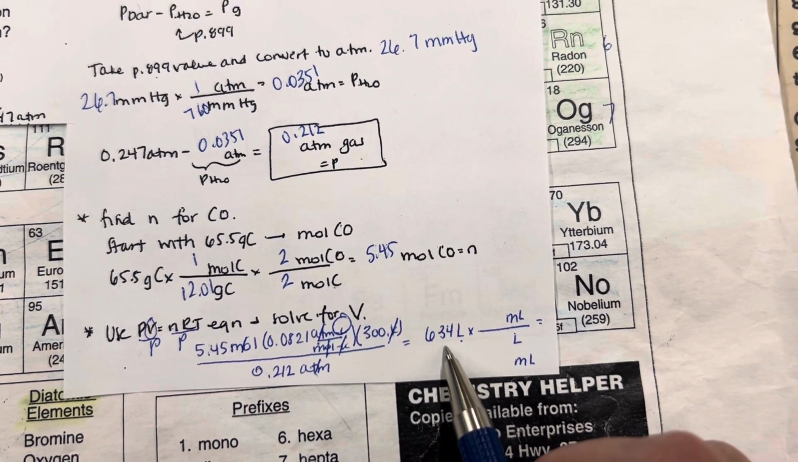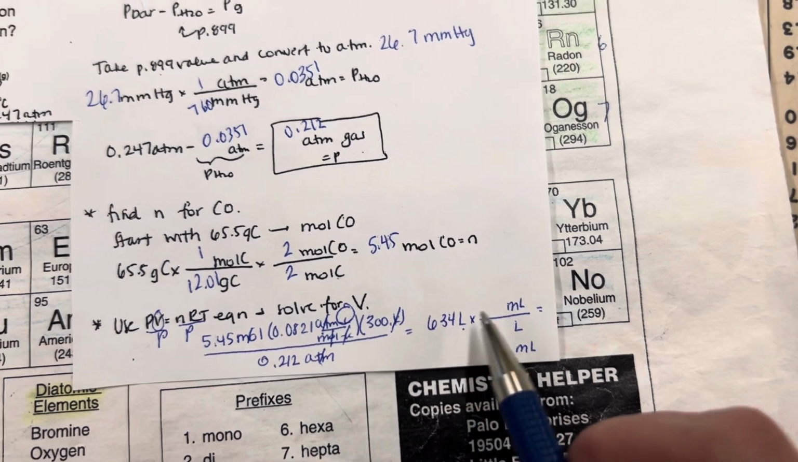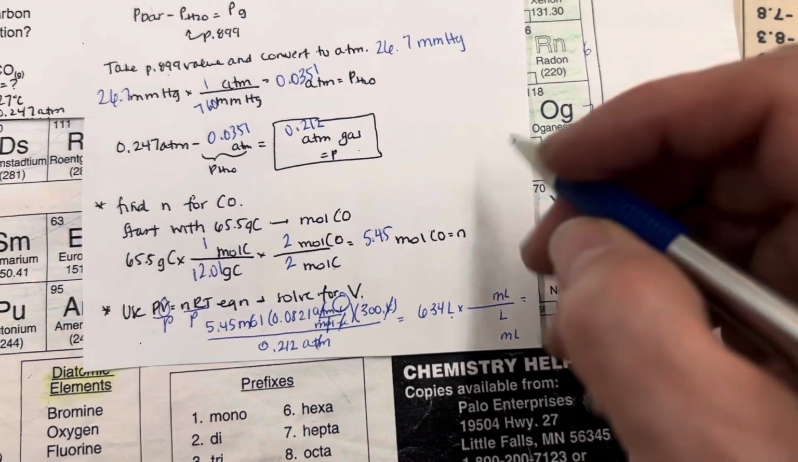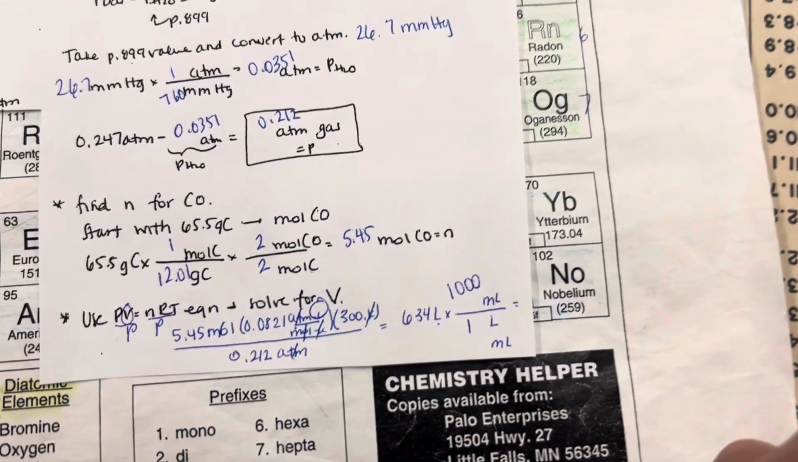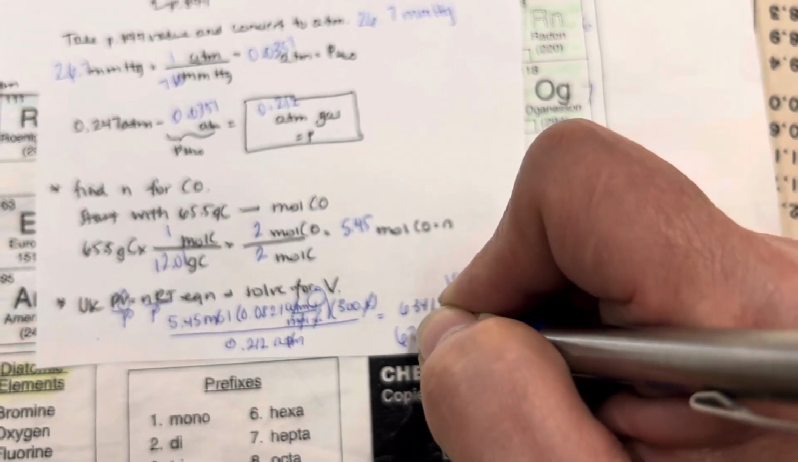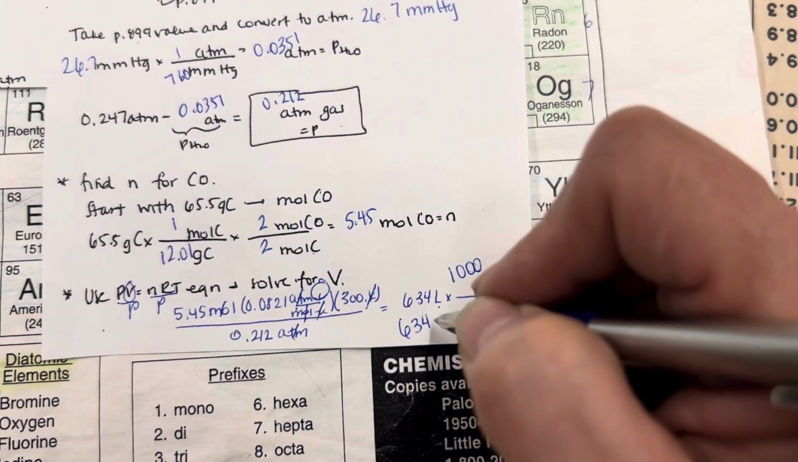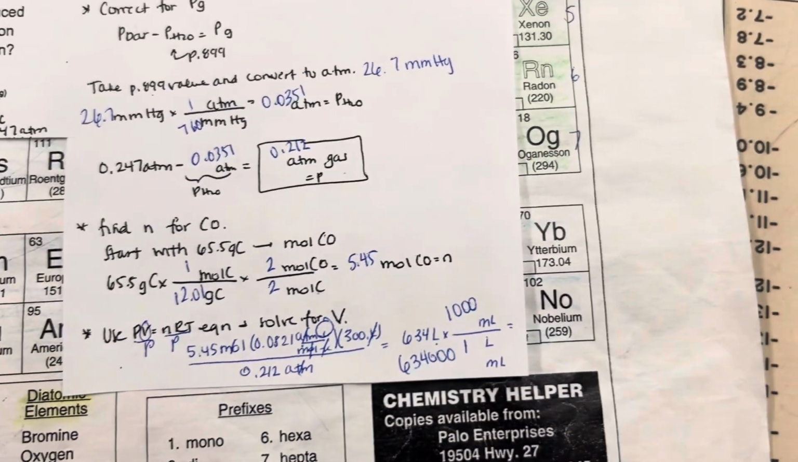But if it was to ask you for milliliters, you have to convert your liters to milliliters, and in 1 liter, there's 1,000 milliliters. So we would multiply this out, and we would get this very, very large number of milliliters.